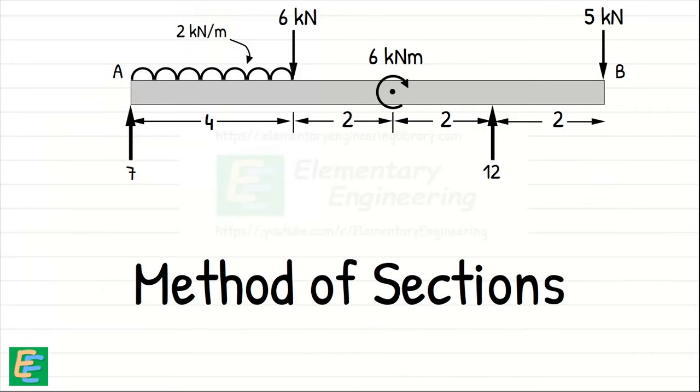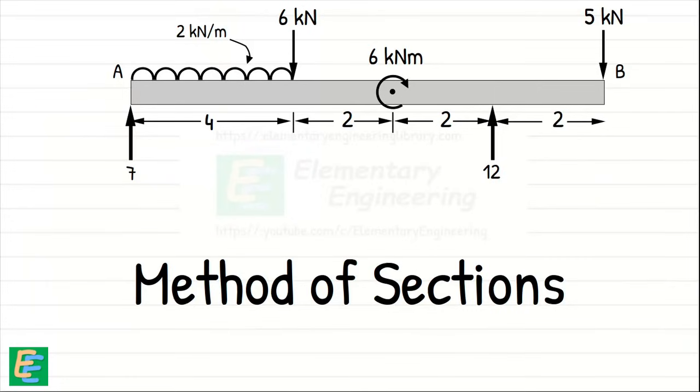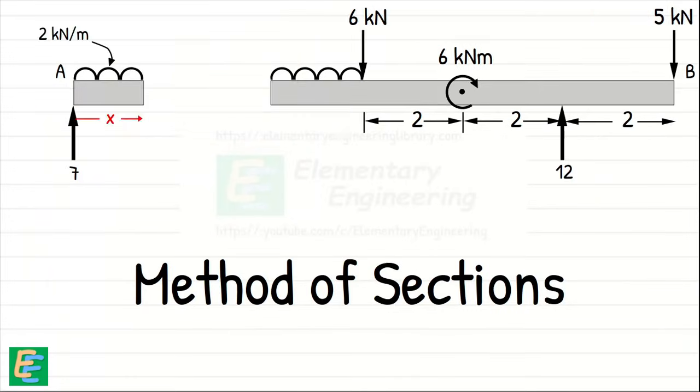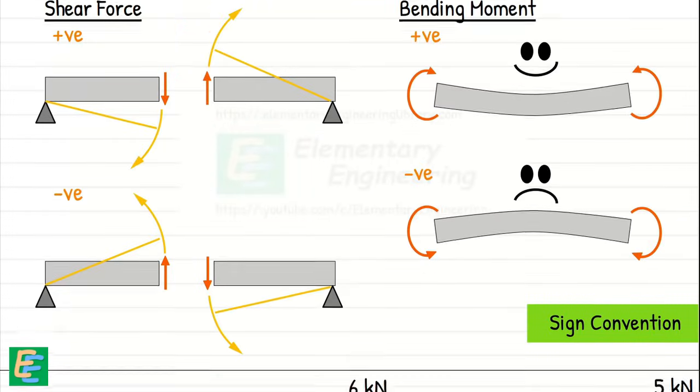The idea is simple. We cut the beam into regions before and after every change in loading. The first load we encounter is the uniformly distributed load. So we cut the beam somewhere within the UDL at a distance x from the left support. This exposes the internal shear force V and the bending moment M at the cut section. We will follow the same sign convention discussed in the earlier video.